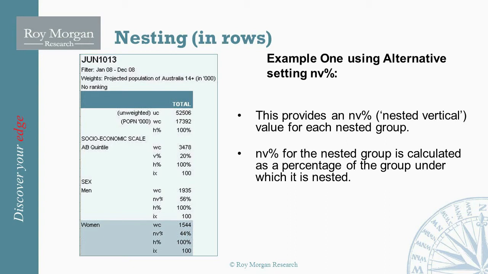The NV% of the nested group is the weighted count of the group. Here we have 1.9 million men, divided by the weighted count of the group within which it is nested. So here we have 3.4 million AB quintiles. And this tells us that 56% of ABs are men.